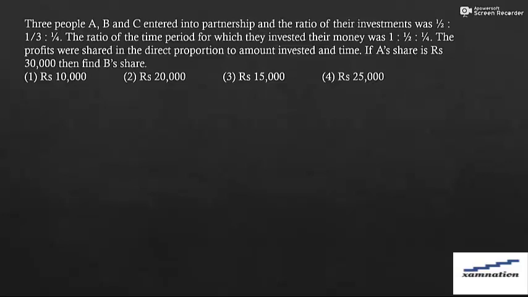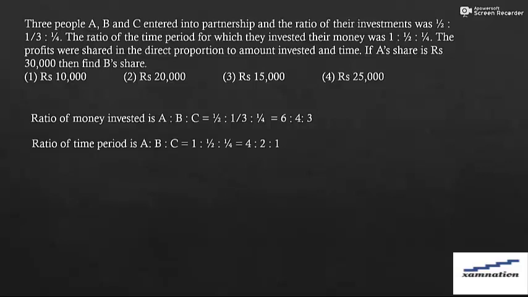So here we have to use the investment formula, that is time into money. Since the investment ratios and the time ratio have been given in fractions, we can simplify them and turn them into whole numbers for easy calculation. So the ratio of the amount invested would be 6:4:3. This is done by taking the LCM of the denominators, that is 2, 3, and 4, and then simplifying them. The ratio of time period would be 4:2:1.